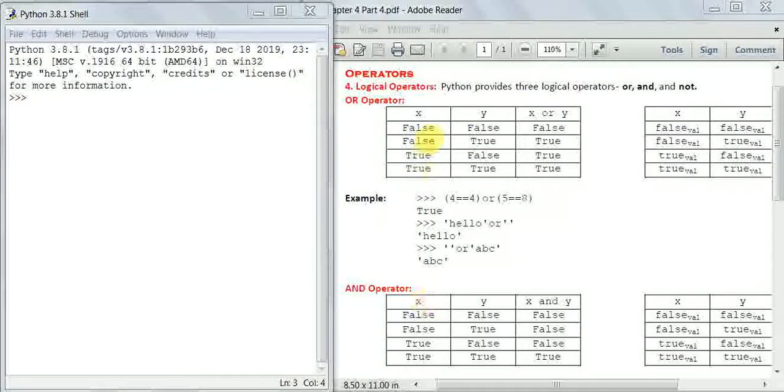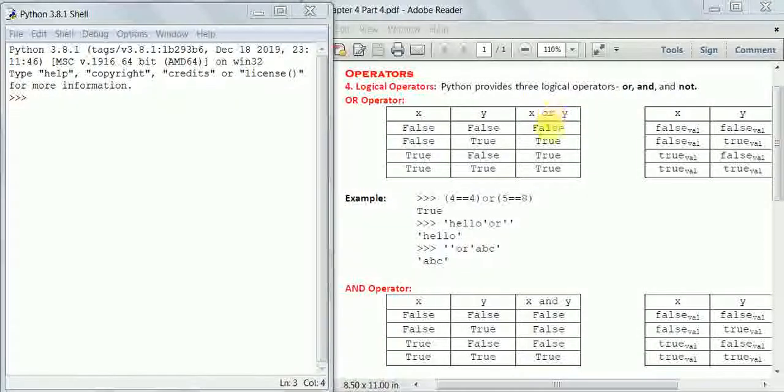If you consider this as 0 and this as 0, then 0 plus 0 is equal to 0, then 0 plus 1 is equal to 1, so that's true. 1 plus 0 is equal to 1 and 1 plus 1 is equal to 1. So you take the false values as 0, the true values as 1, and OR as plus, so you can get this output.